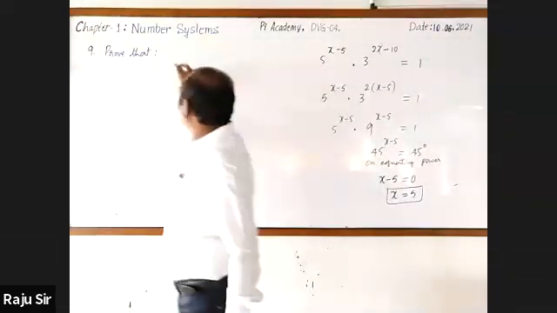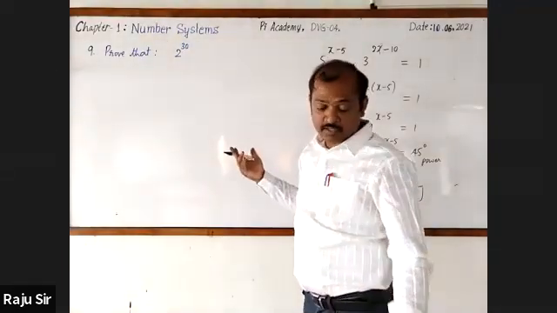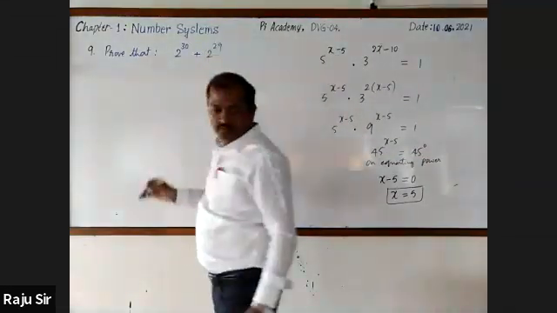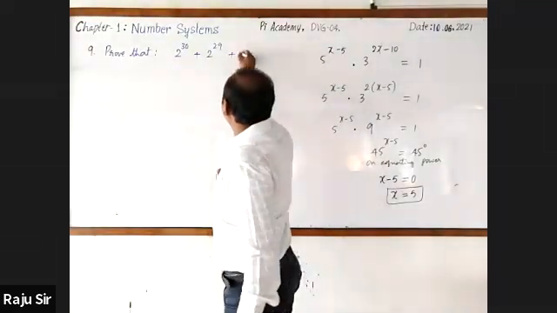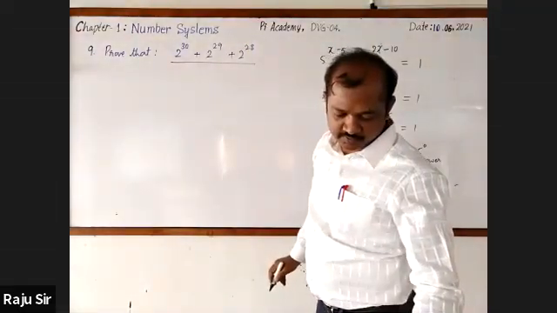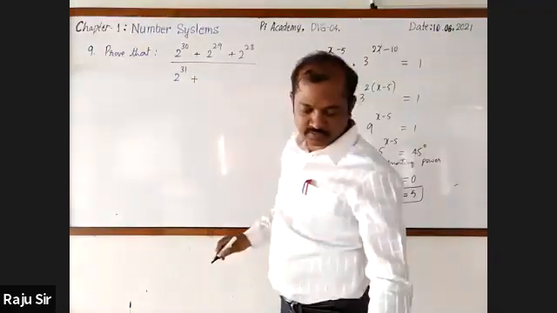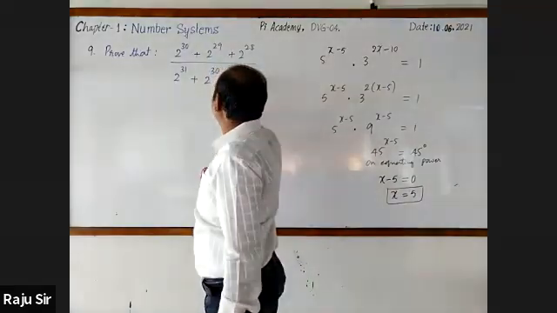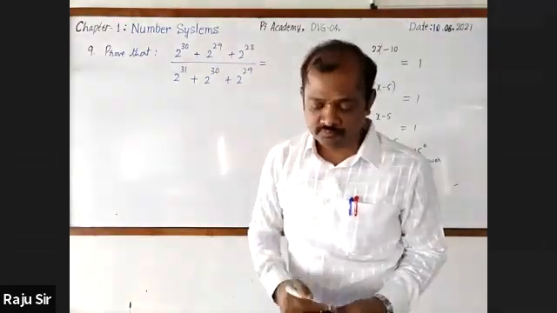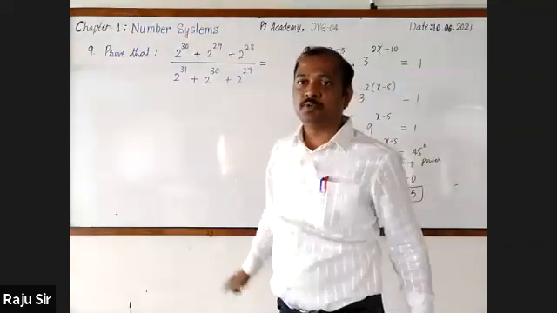It is 2 raised to the power 30, plus 2 raised to the power 29, plus 2 raised to the power 28, by 2 raised to the power 31, plus 2 raised to the power 30, plus 2 raised to the power 29, equal to a number. They may even ask you to find the value also. Afterwards you will come to know by solving this.